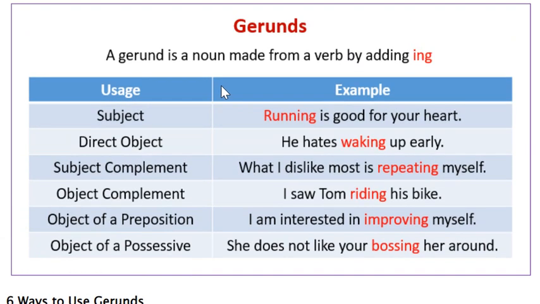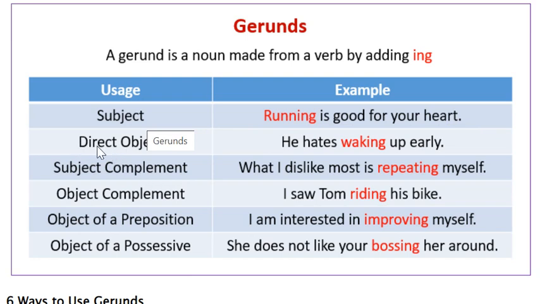So, an example for subject: Running is good for your health. So running is a gerund. Why is it a gerund? Because run is the verb. When we add ing, it becomes a noun. So it becomes a noun function. This is the subject. So running is good for your health.